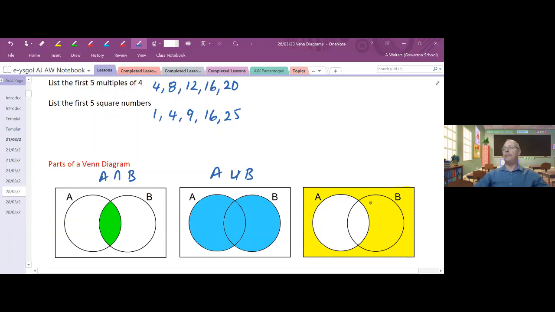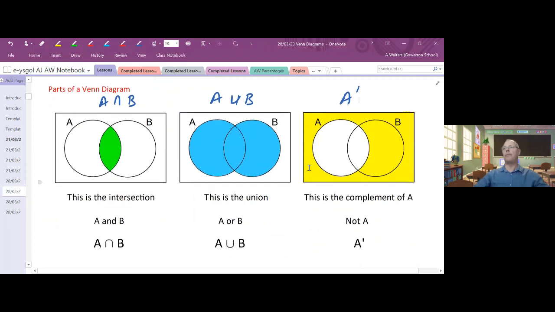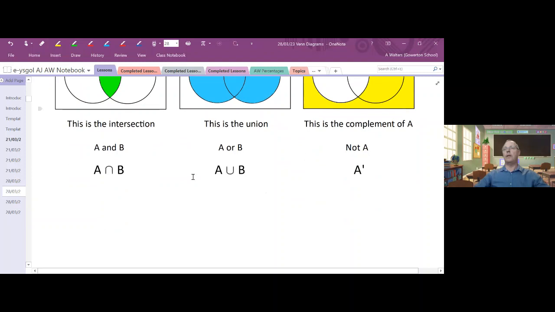And the last one is the shading. The yellow shading is for everything outside of the circle represented by A. Okay, and that would be A complement. I've actually written them here for you. Okay, so if you just think about that for a minute, you will have exam questions on those. So more on that a bit later on.